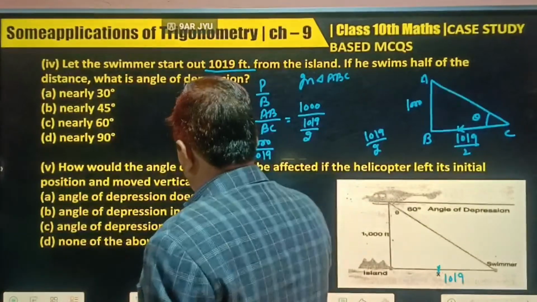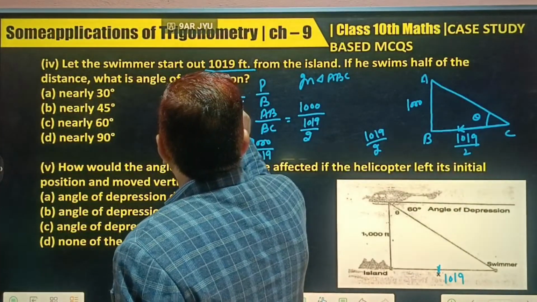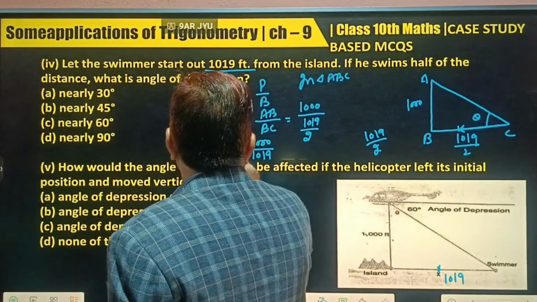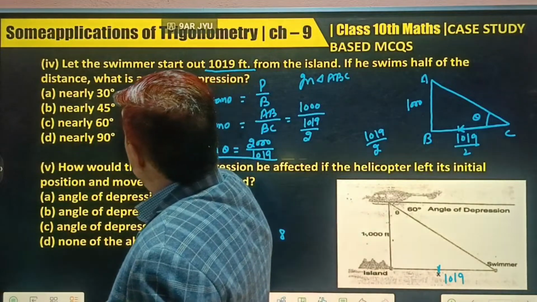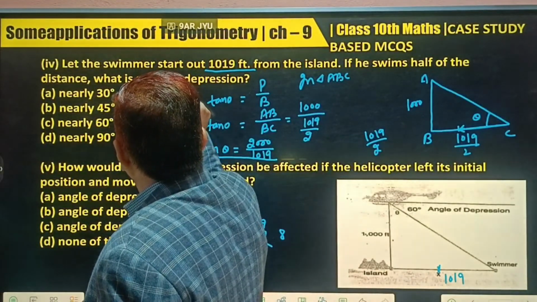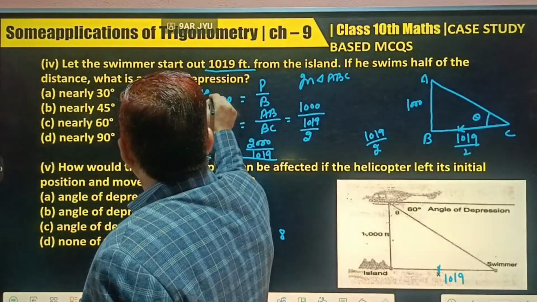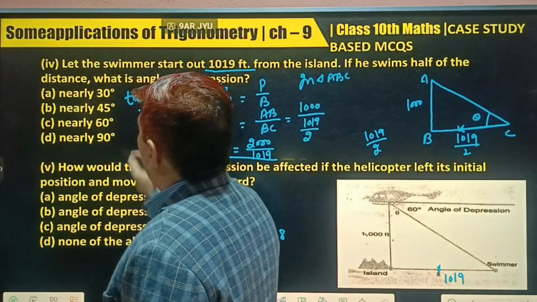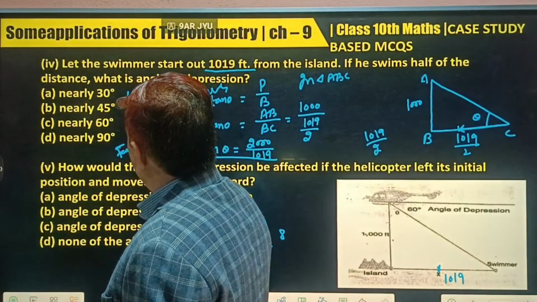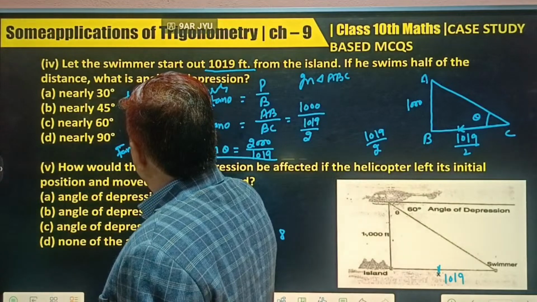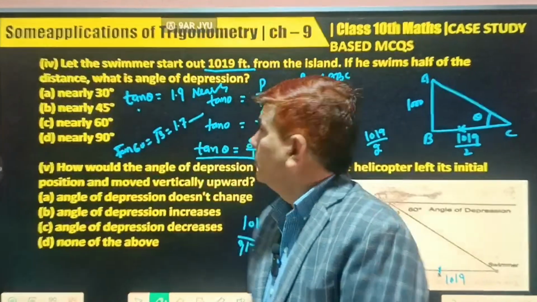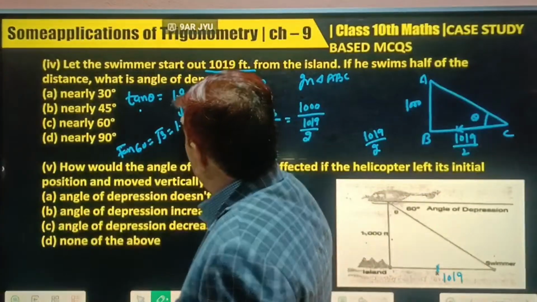What is this? Tangent theta. And what is this? Tangent theta. Tangent theta's value is this. So it means tangent theta is equal to 1.9 nearly. Where is this possible? Tangent 60 is equal to root 3, and its value is 1.7 something. Both values are near to each other.